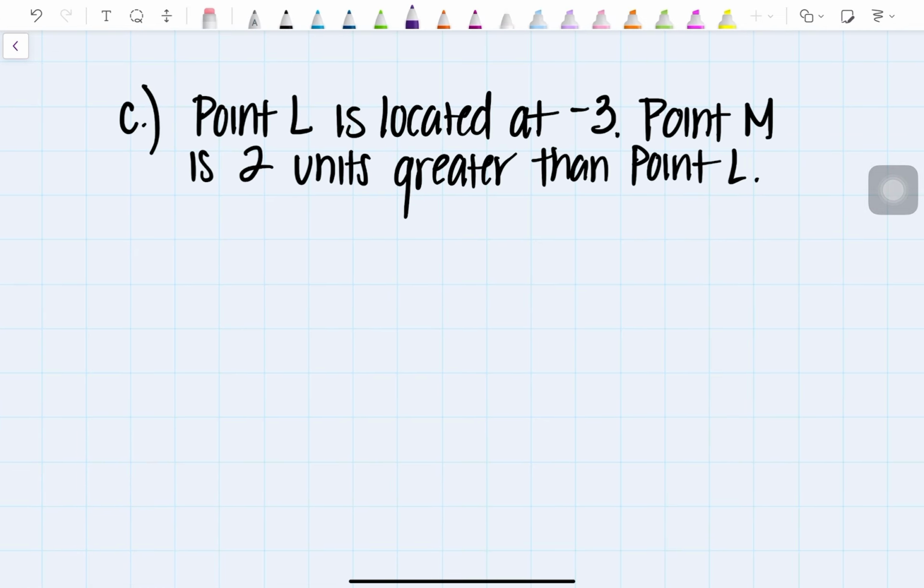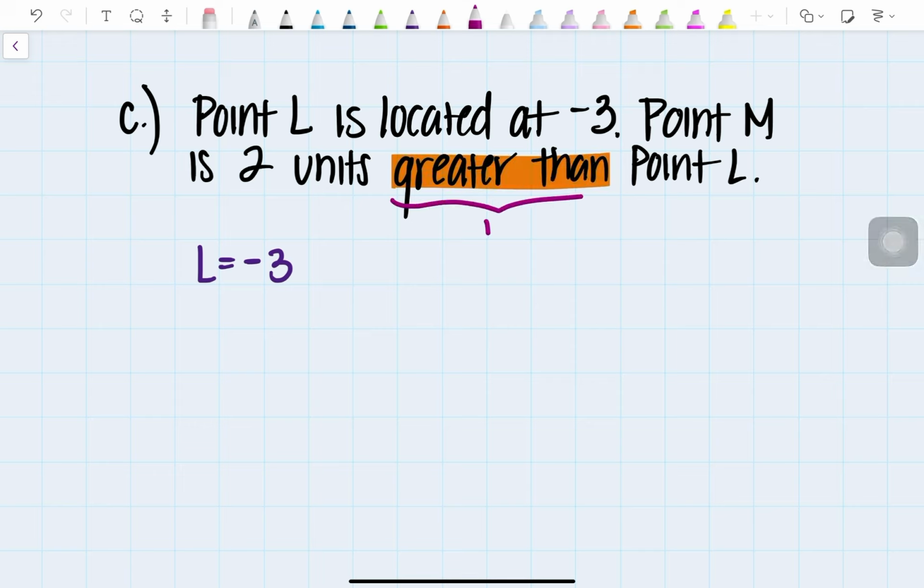We have point L located at -3. So they're telling me L is equal to -3. They're also telling me that I have point M, which is 2 units greater than. The keyword is greater than. If it's greater than, it's telling us that it's bigger. And if it's bigger, it's going to be going to the right, which is going to represent a positive number. So if I want to find point M, I have to be adding whatever units it's away from L.